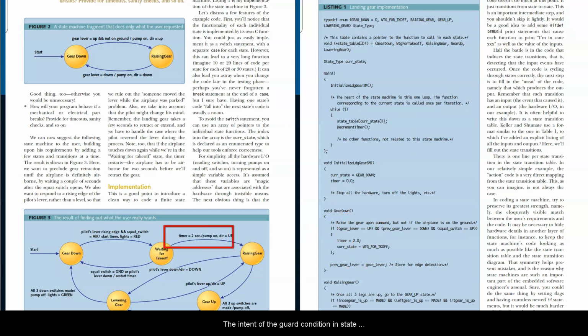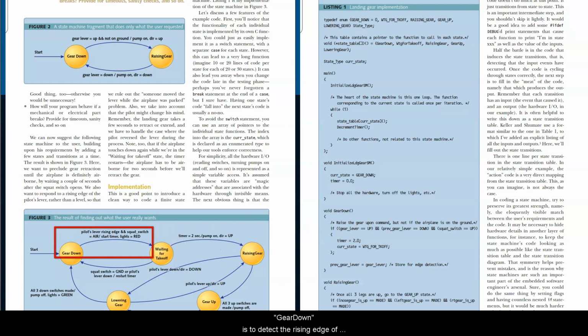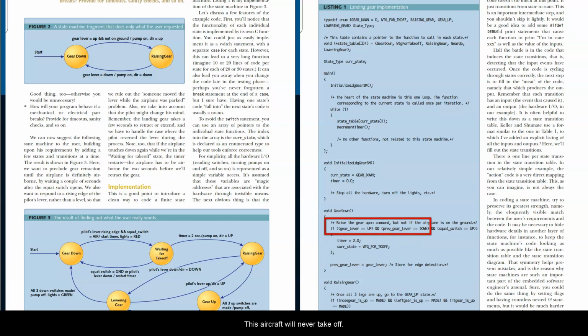The intent of the guard condition in state gear down is to detect the rising edge of that input by testing the current value of gear lever as well as the previous value stored in the local variable prev gear lever. Now inside the function for the gear down state, if the gear lever variable changes asynchronously in an interrupt or is read directly from a GPIO register, for example, it can be down when the guard condition is evaluated, but it can change to up when the value is stored in prev gear lever. If this happens, the rising edge of this input will be missed, and the guard condition will never evaluate to true. This aircraft will never take off.